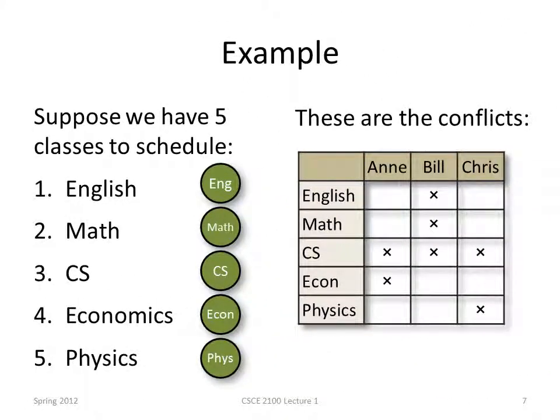So here's an example. Suppose we have 5 classes to schedule: English, Math, Computer Science, Economics, and Physics. And we'll represent each by a circle, those green circles you see there. Now, let's say we have 3 students, Anne, Bill, and Chris. Anne is in Computer Science and Economics. Bill is in English, Math, and Computer Science. Chris is in Computer Science and Physics. So you see, for example, we can't schedule Computer Science and Physics at the same time because Chris is in both classes.